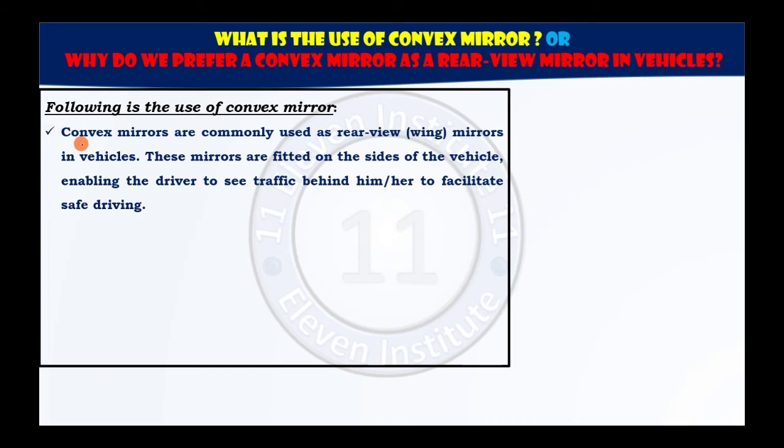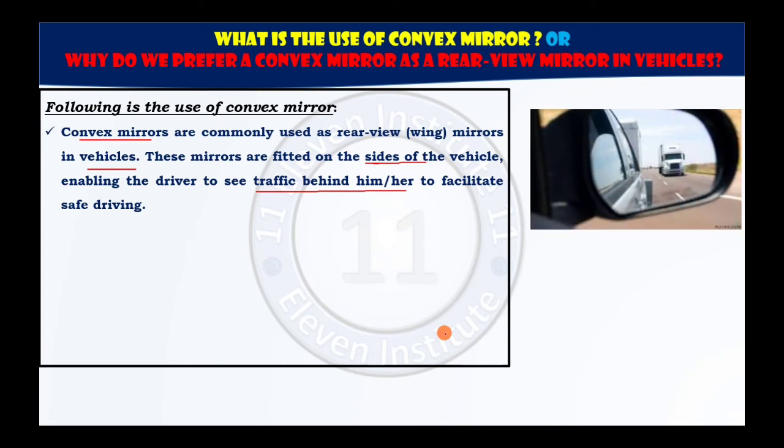Convex mirrors are used in vehicles and fitted on the sides of the vehicle in order to see the traffic behind the driver. Right, we can see what is coming from behind. Instead of turning back every now and then, we can just use the mirror. Right, next, see like this.